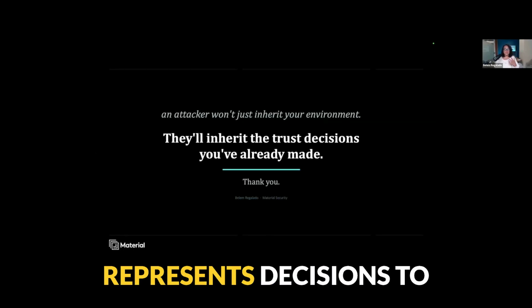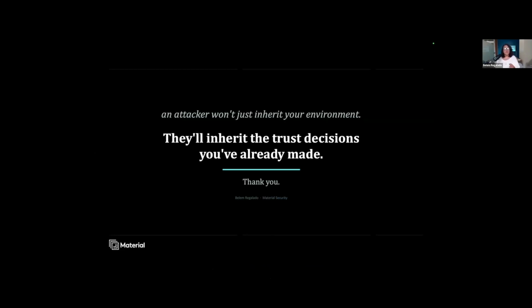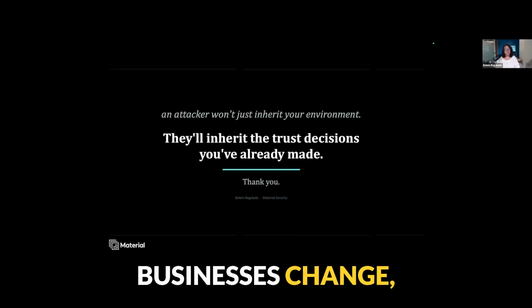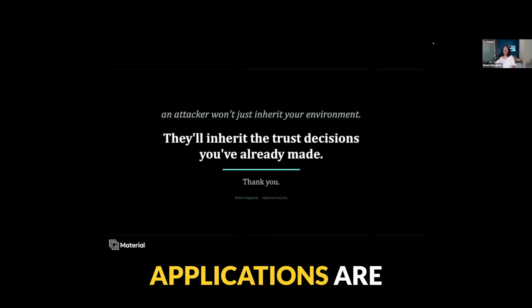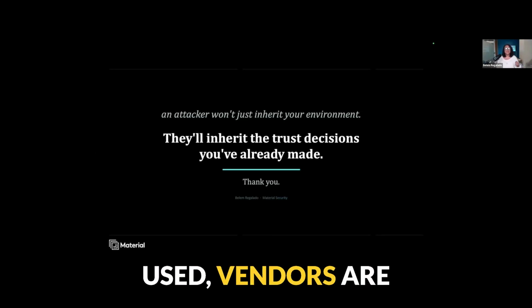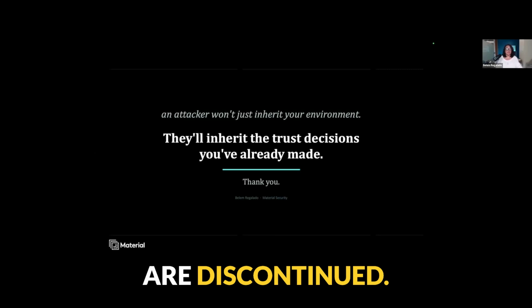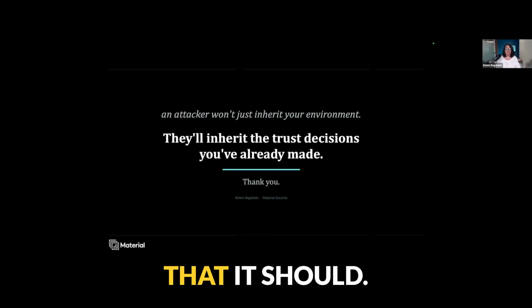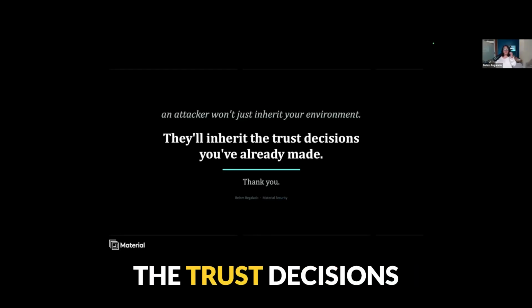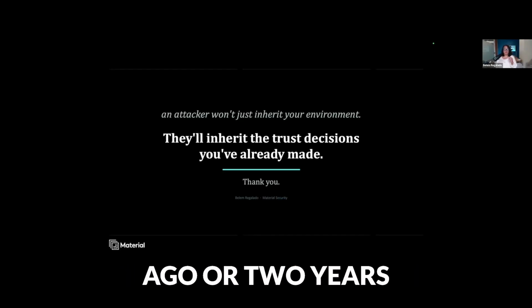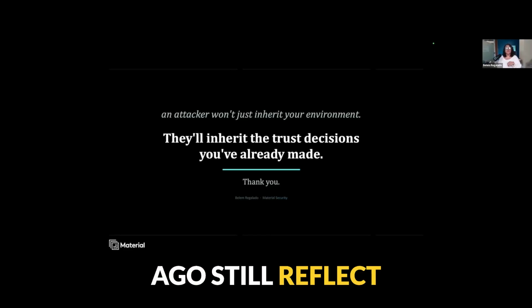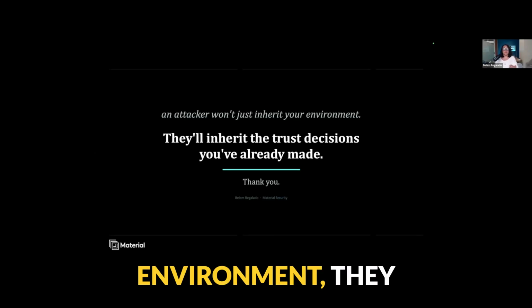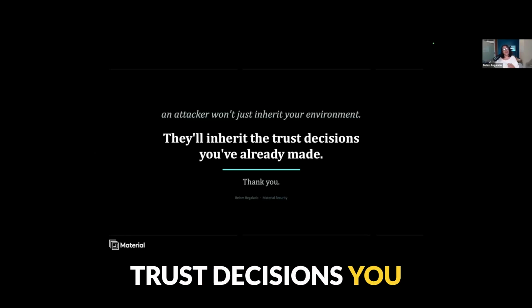Every OAuth authorization represents a decision to trust an application. Most of those decisions are completely reasonable. But over time, businesses change, employees leave, applications are no longer being used, vendors are acquired, products are discontinued. The question isn't whether your organization should adopt AI, because everybody knows that it should. The question is whether the trust decisions you made 6 months ago or 2 years ago still reflect your business today. Because if a breach happens tomorrow, an attacker won't just inherit your environment. They will inherit the trust decisions you have already made.